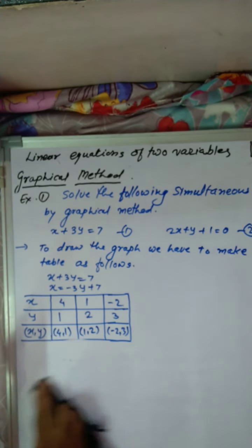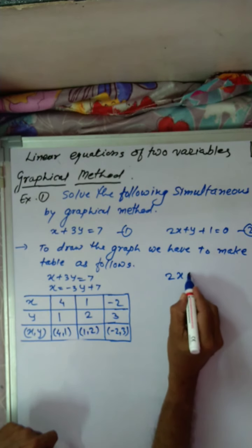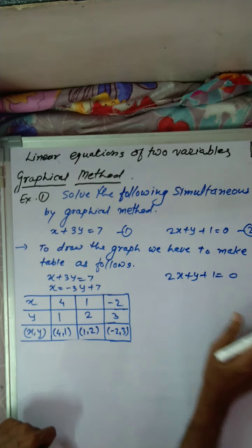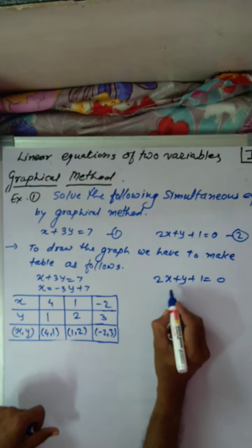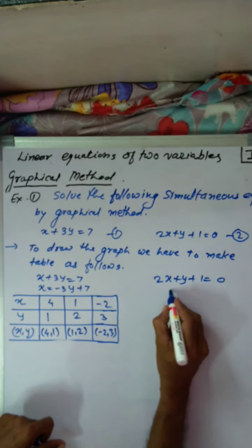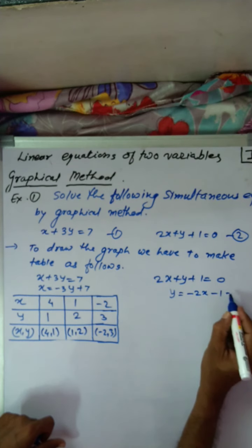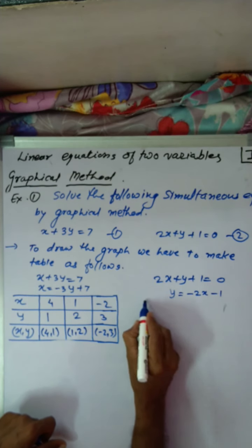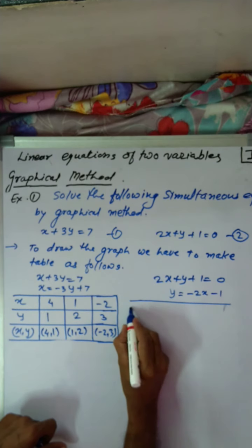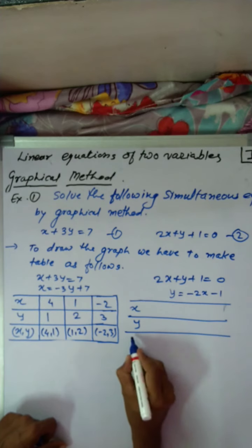Now the second equation is 2x plus y plus 1 is equal to 0. Arrange this. Take 2x to the other side, because we want y, we get y is equal to minus 2x minus 1. That is the second equation, rearranged. Now take the points, first x, y.